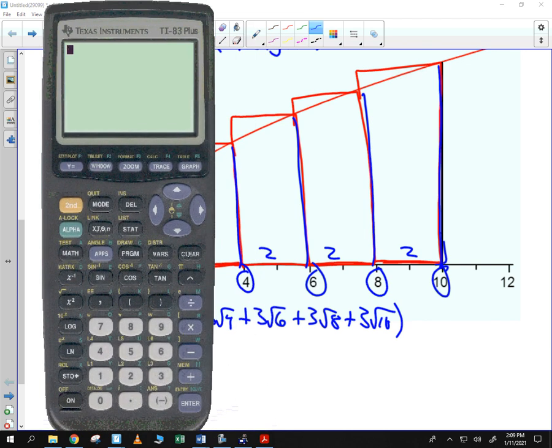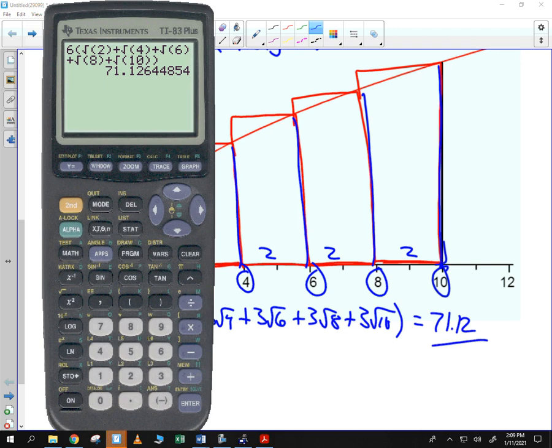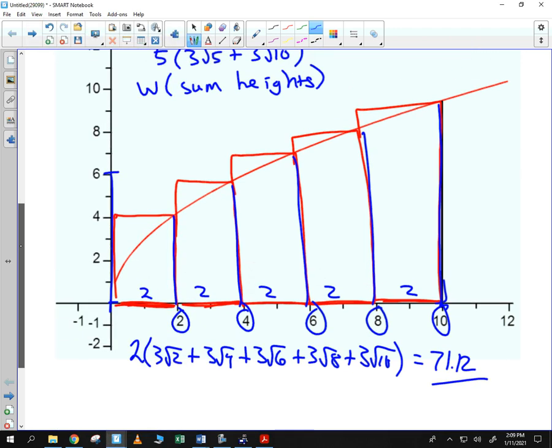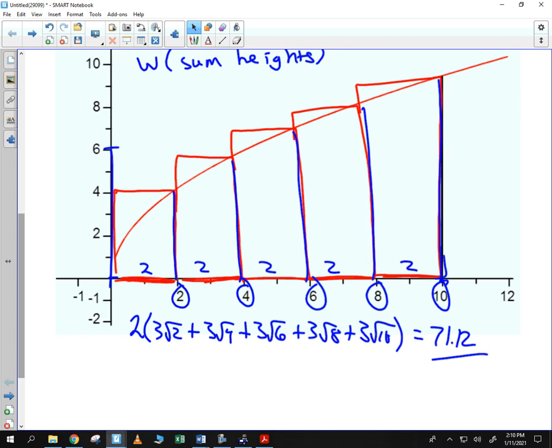For this sake, I'm also going to factor out the 3. So 2 times 3 is 6, so 6 times the square root of 2 plus the square root of 4 plus the square root of 6 plus the square root of 8 plus the square root of 10. And as you do that, notice you come up with 71.12, which we said was a slight overestimation for what we're looking for. We're not surprised, as you can see, these green regions provide an overestimation.